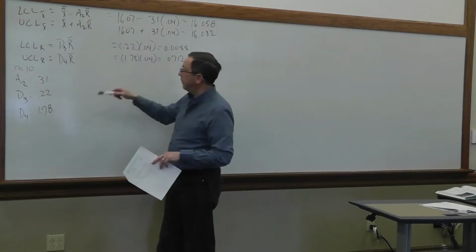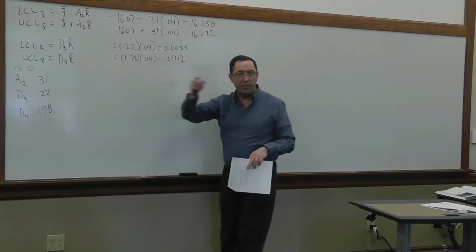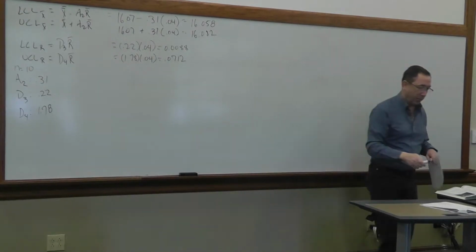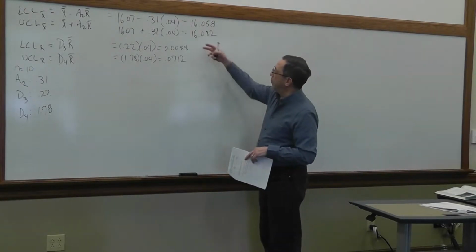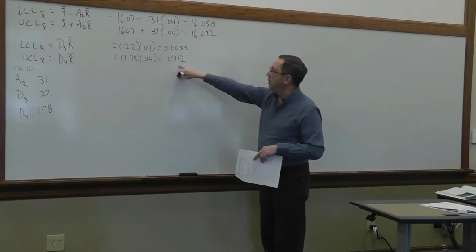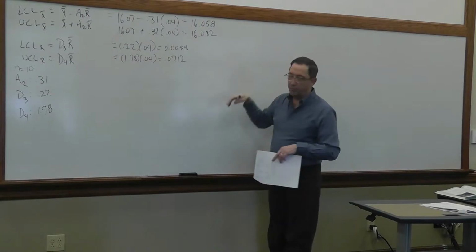So we've got our center line. The center line for an R chart is going to be R bar, the average of all the sample ranges. So the center line would be 0.04, with a lower control limit just above 0, and an upper control limit at 0.07.